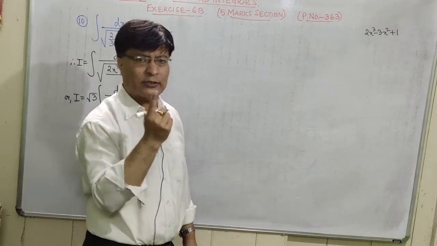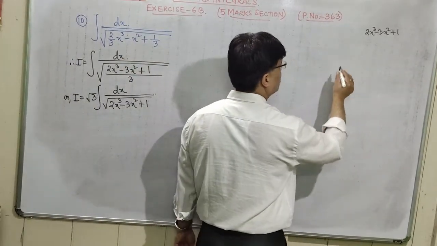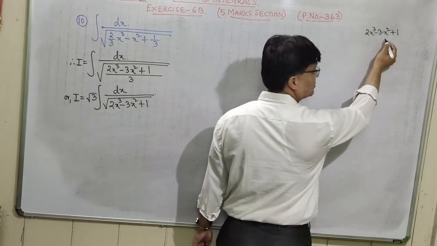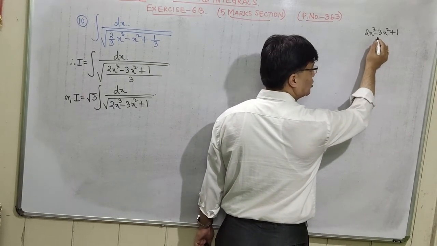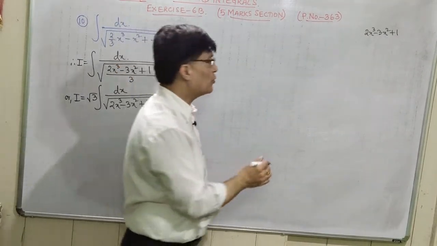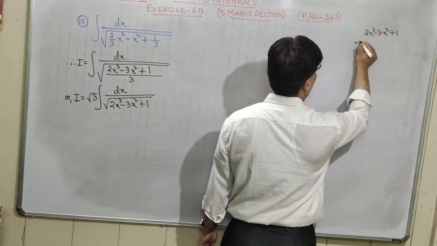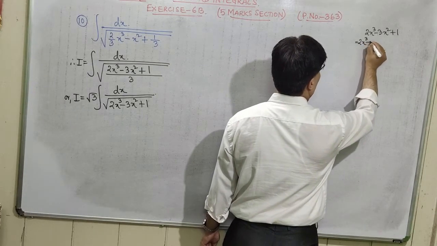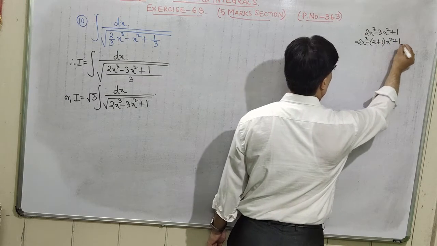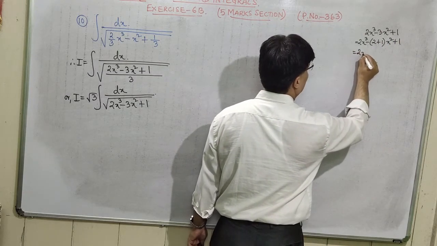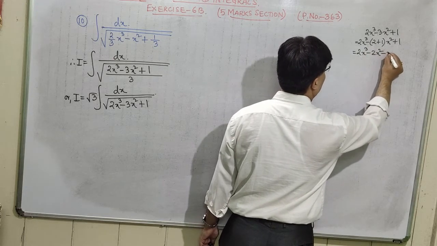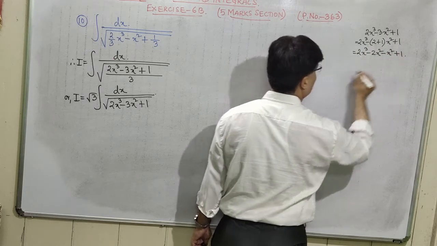So in this case you can do the middle term breaking. If you multiply two numbers you should get 2, and after adding, because before 1 there is plus, after adding those two numbers you should get 3. So that is 2 ones are 2 and 2 plus 1 is 3. So you can break the middle term here. So it is 2x cube minus within bracket 2 plus 1 into x square plus 1, which is equal to 2x cube minus 2x square minus x square plus 1.